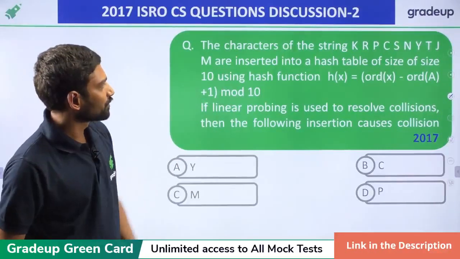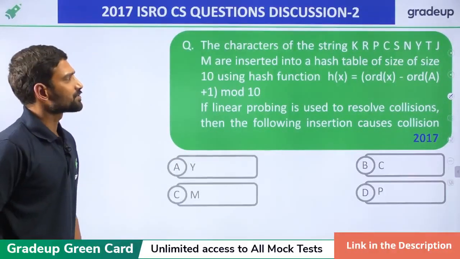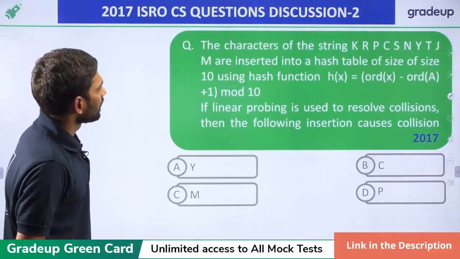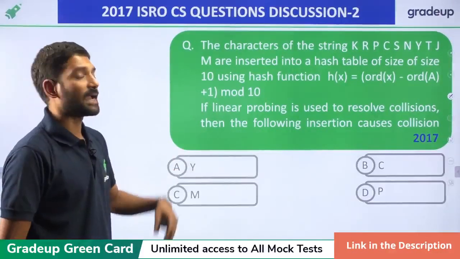Now, next question. The characters of the string KRPCSNYTJM are inserted into a hash table.